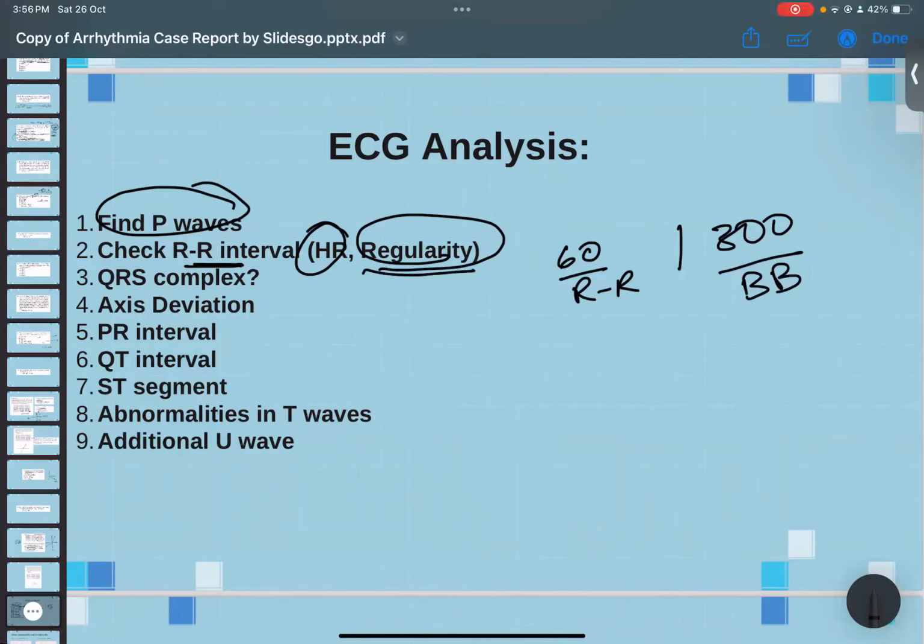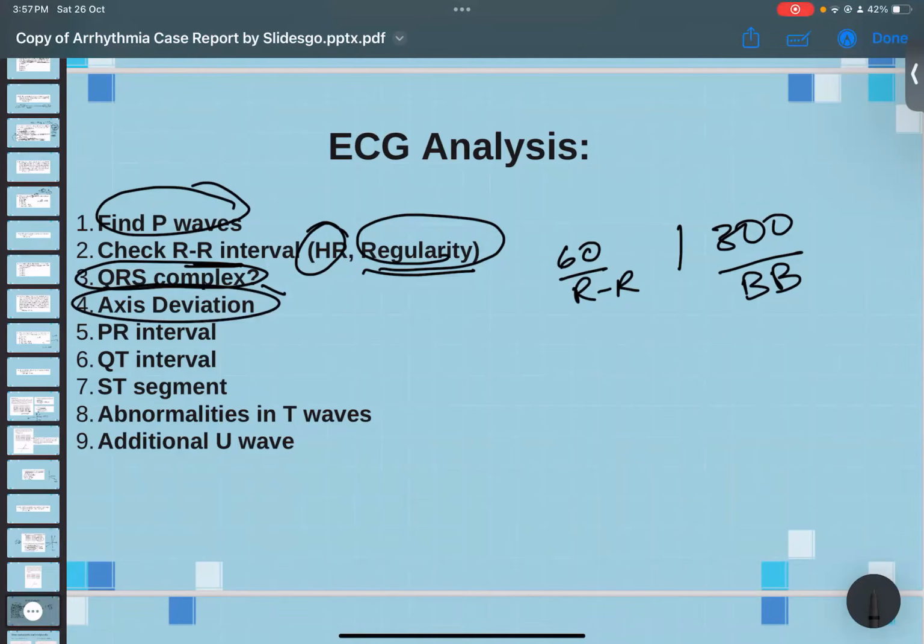For regularity, you want to see if the RR intervals between each of the heartbeats are normal. And then you want to see the QRS complex. Is it broad or is it short? Usually if it's a broad QRS complex, that would probably indicate that there's some sort of bundle branch block happening. Now you want to check for axis deviation.